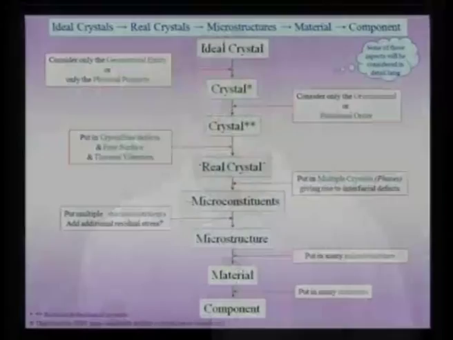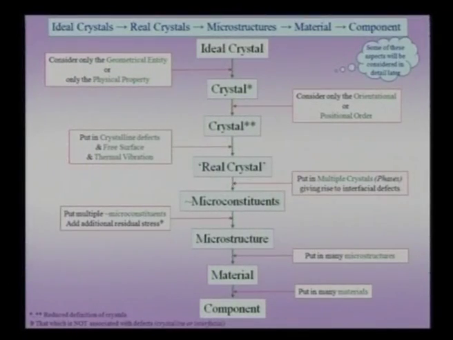So, we have an ideal crystal. Now, what I can do is consider only the geometrical entity or the physical property, like we did in the case of the magnetization vector. So, I could do that, and I could have a reduced definition of a crystal. That means now the crystal is considered either in terms of the physical property or the geometrical entity; I do not want to consider both. Further, I could reduce the definition even further by considering only the orientational or the positional order.